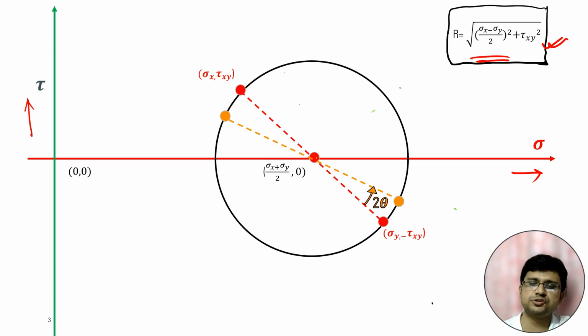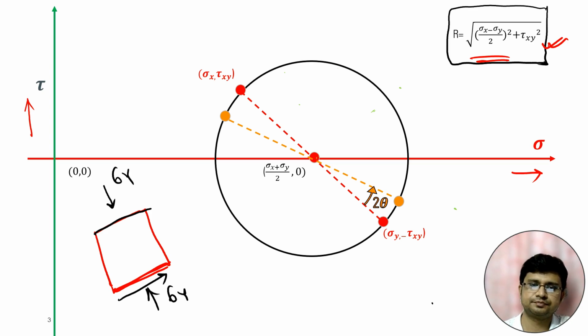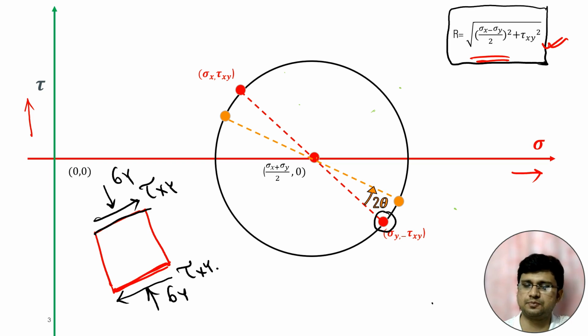Now this is another concept which is also very important. If we think for the horizontal plane, the stress is sigma y and tau xy. Sorry, this is the direction, sigma y, tau xy. So this point is the stress, the point corresponding to the horizontal plane.